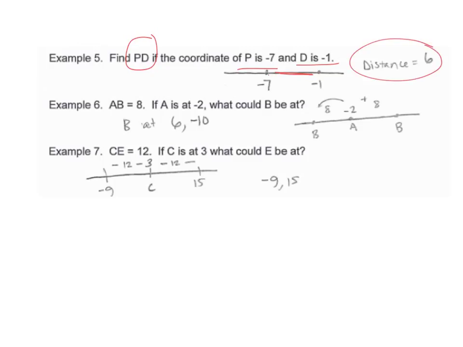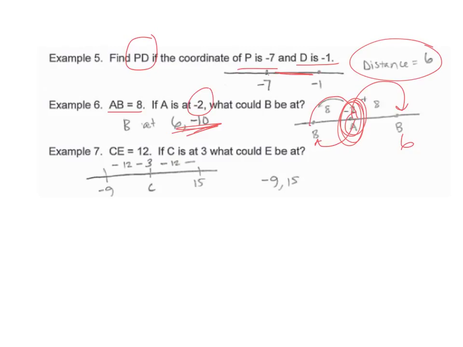Example 6. This time you're given the distance, which is 8, and you're given -2 at A. So I wrote -2, and if I know that AB is 8, I can either go up 8 from -2, or I could go down 8 from -2. If I go up 8 from -2, this is going to land at 6. If I go down 8 from -2, this is going to land at -10. That's why you have -10.